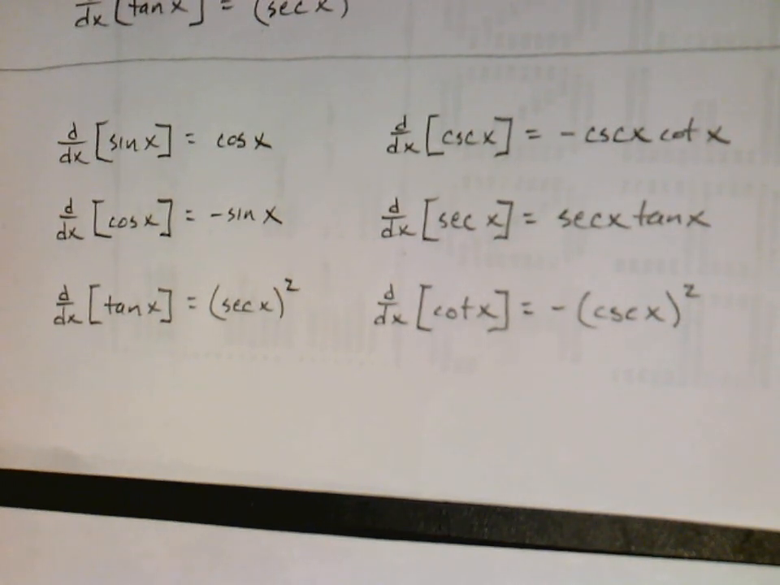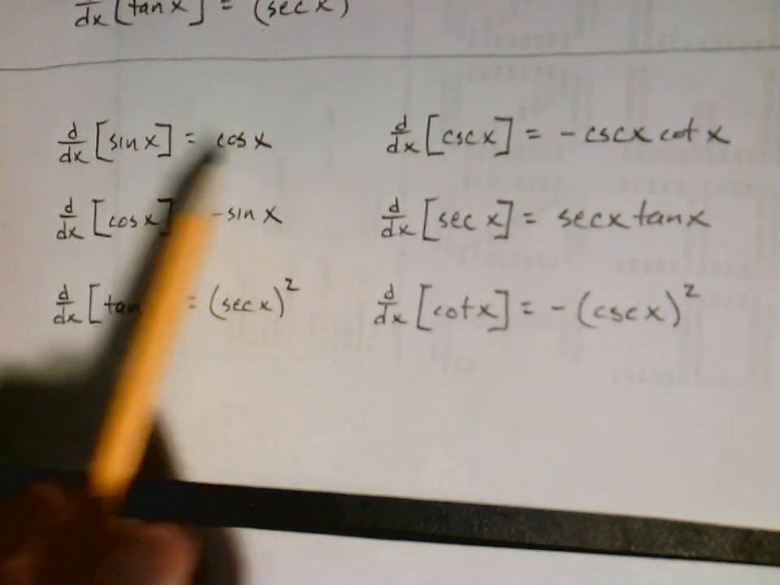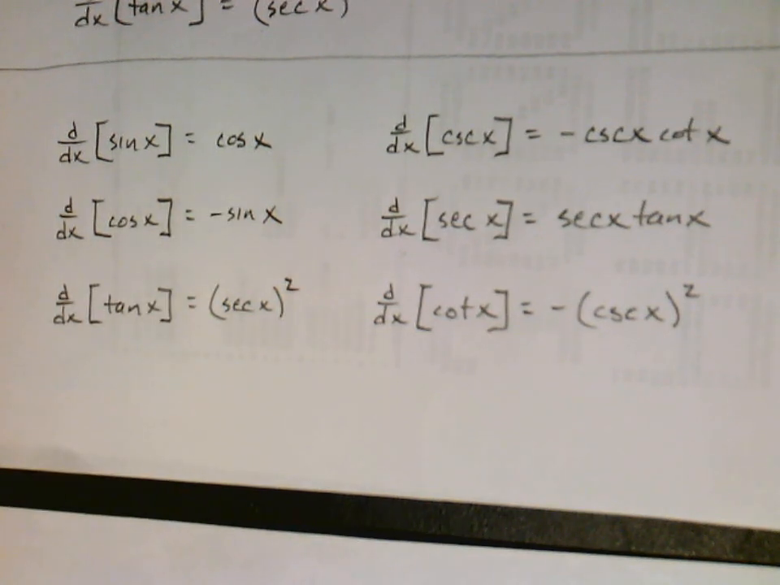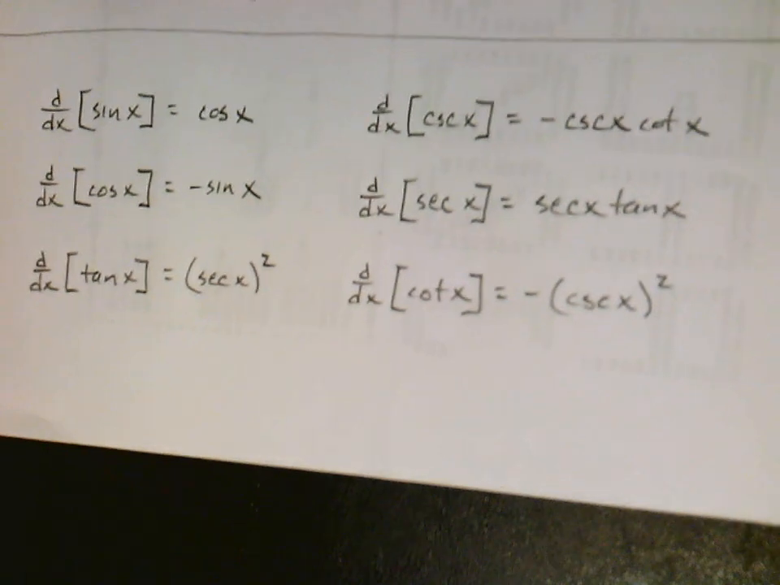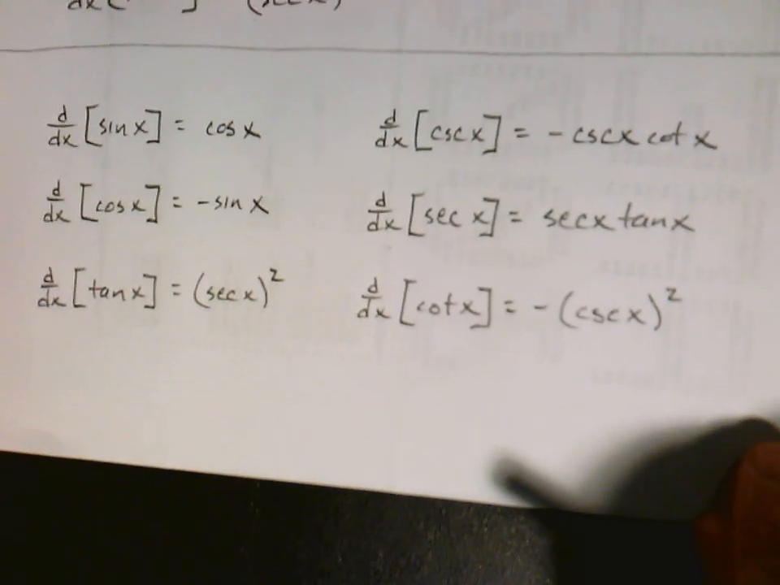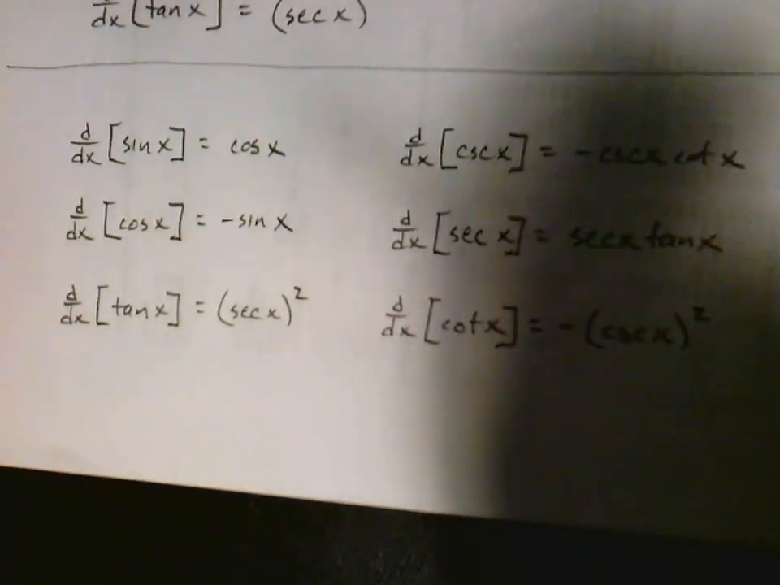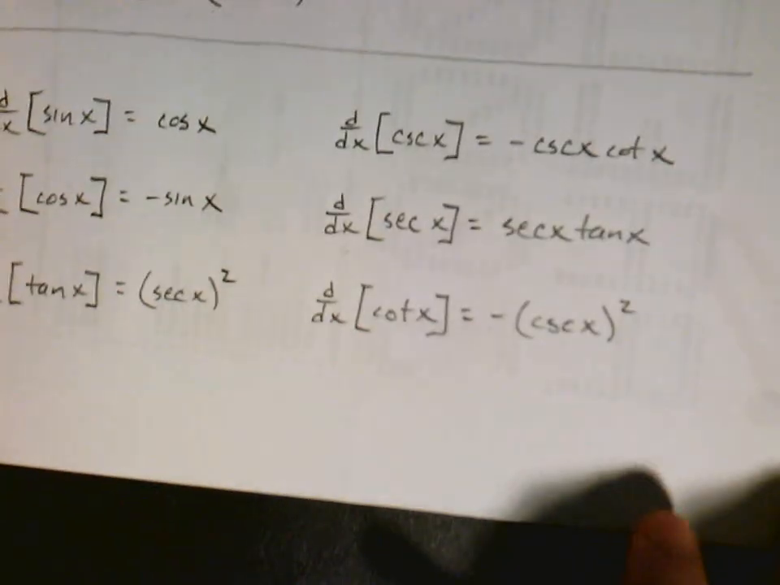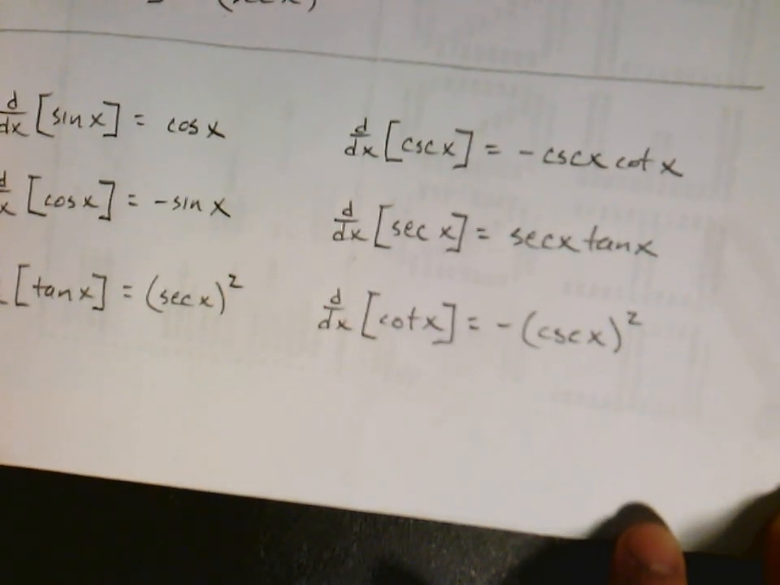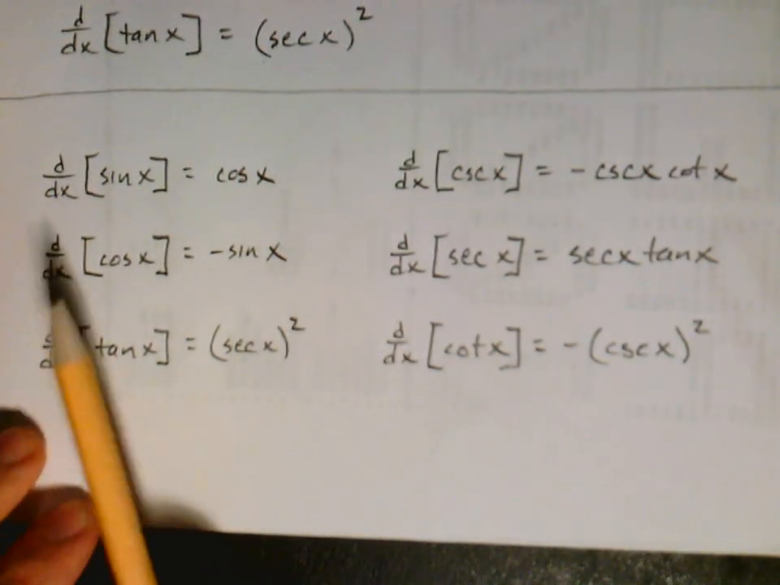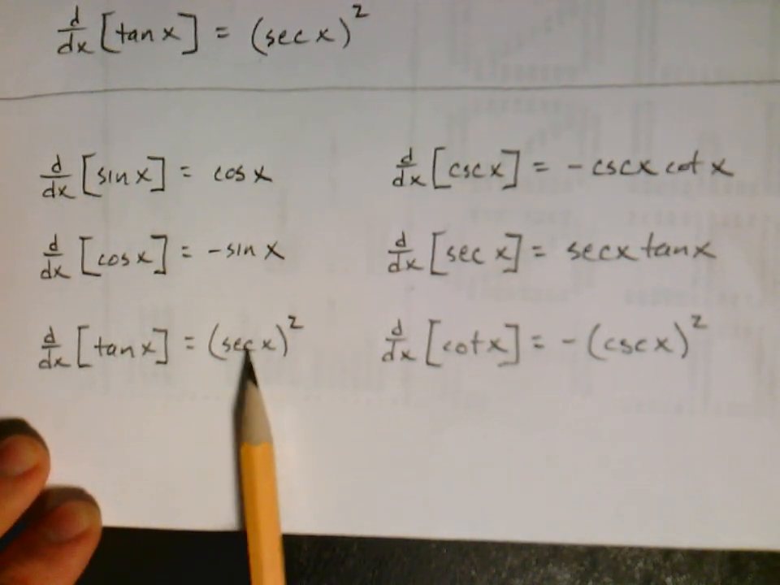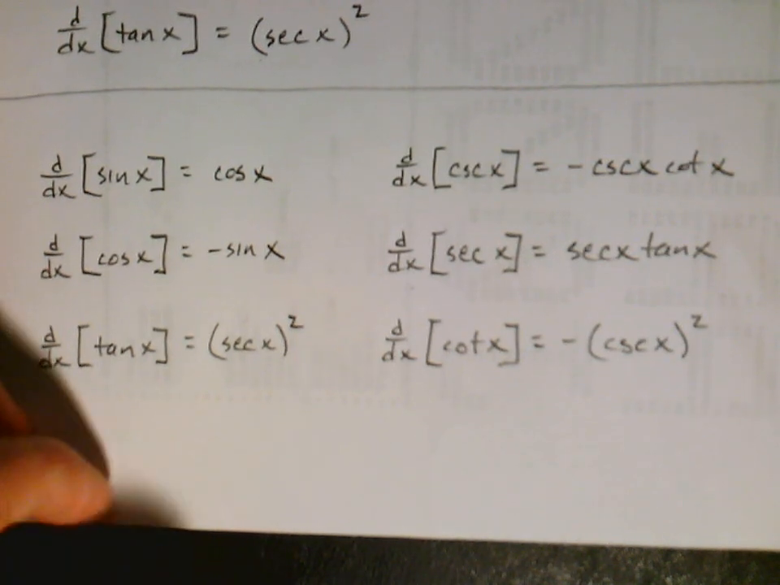Okay, so here are the three that we know already. The derivative of sine x is cos x. Derivative of cosine of x is negative sine x. If I point the camera straight down, that'll be a little better. Okay, I think that's a little better. Derivative of tangent x is secant x squared.